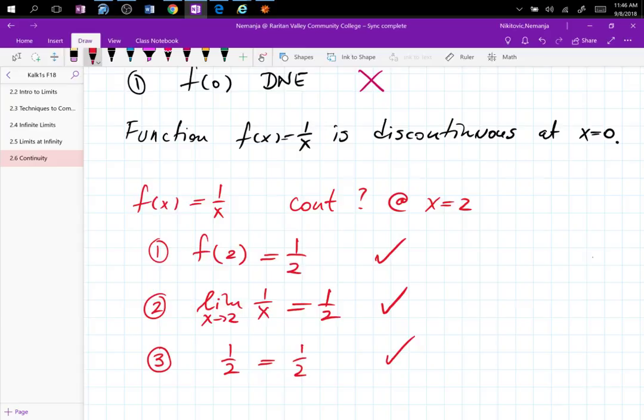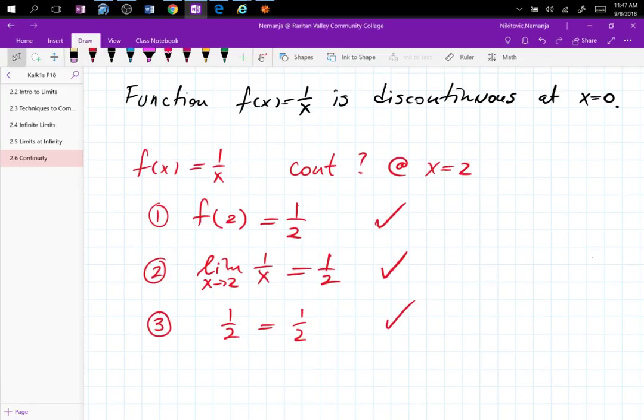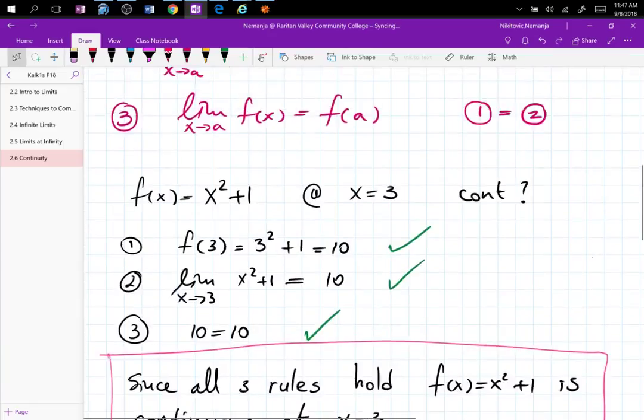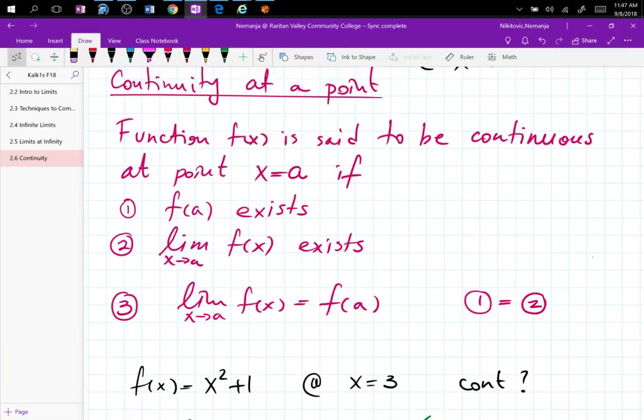You must check 3 rules every time. Do not assume things in calculus. So, yes, 1 over x is continuous at x equals 2. It's discontinuous at 0. So, this is it. You must learn the red. And then you must use the red on every problem that you get.